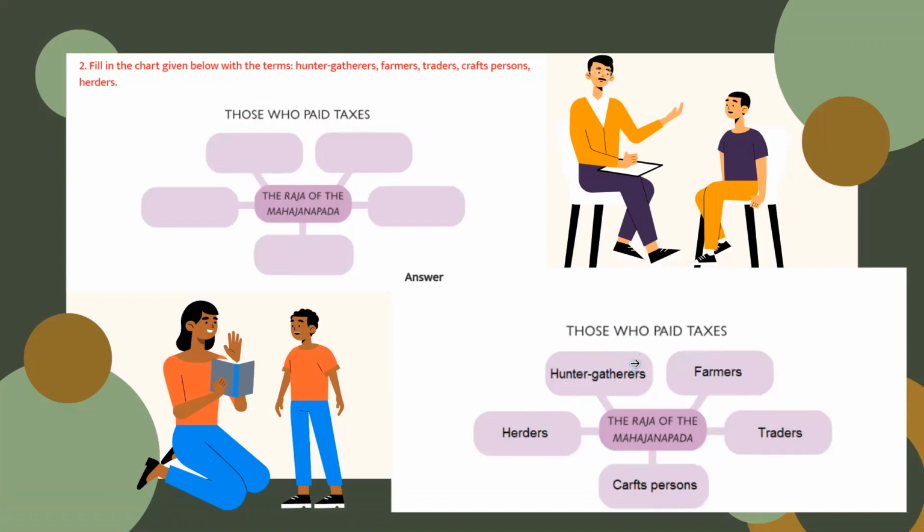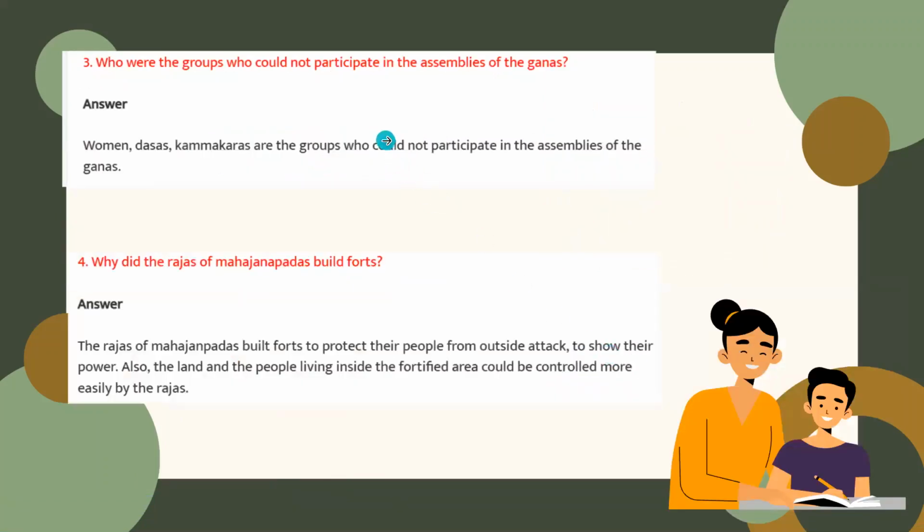Moving on. Who were the group who could not participate in the assemblies of the Gana? So women, as we have already read in the summary, women, dasas, and kammakaras were the people who were not allowed to participate.